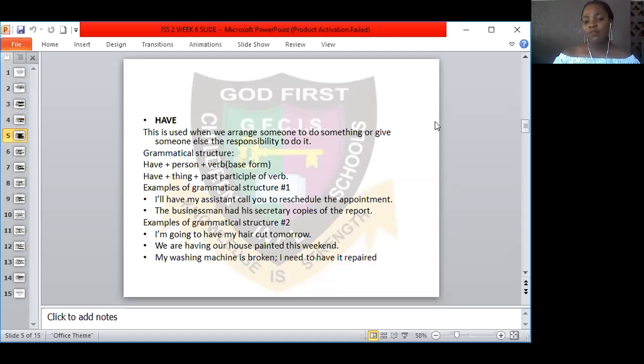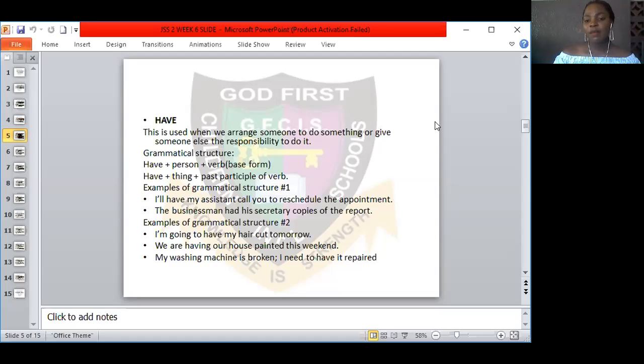Now, the example of the first grammatical structure of have. I'll have my assistant call you to schedule the appointment. Another example here, the businessman had his secretary copy his report. Now, I want you to know that had is the past tense of have. Have is the present tense. So, the businessman had his secretary copy the report.